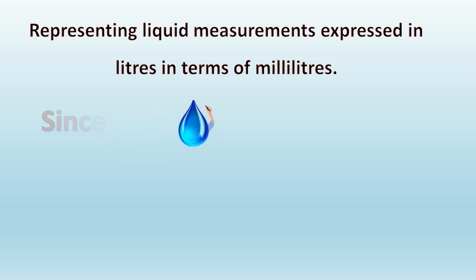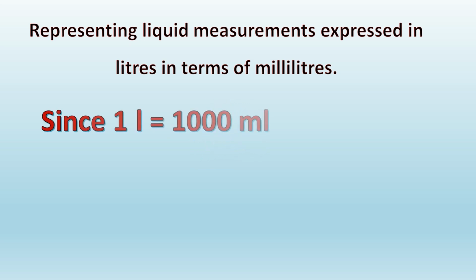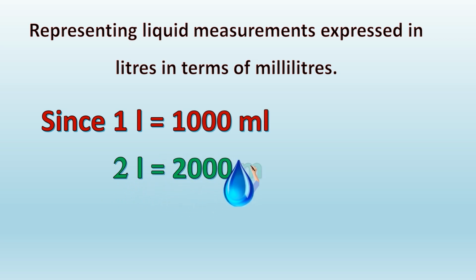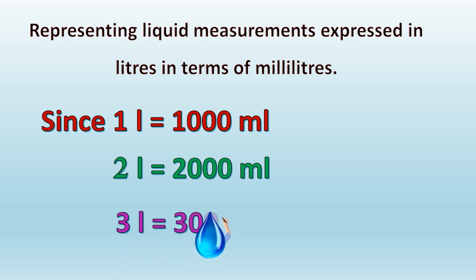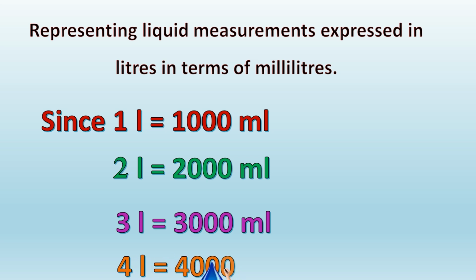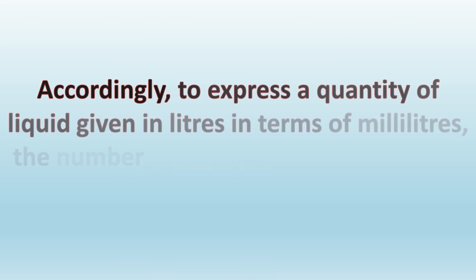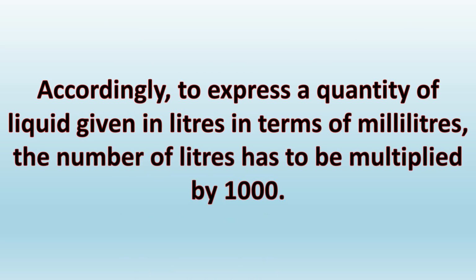Since the amount of 1 liter is 1000 milliliters, the amount of 2 liters is 2000 milliliters. The amount of 3 liters is 3000 milliliters. The amount of 4 liters is 4000 milliliters. Accordingly, to express a quantity of liquid given in liters, in terms of milliliters, the number of liters has to be multiplied by 1000.